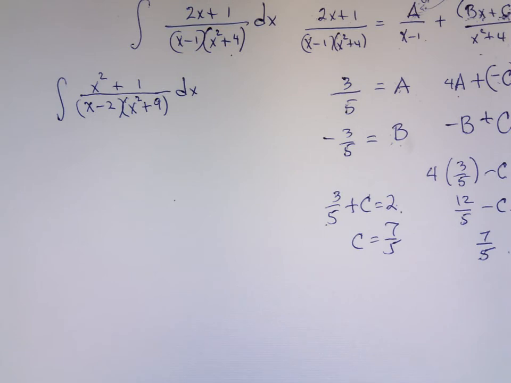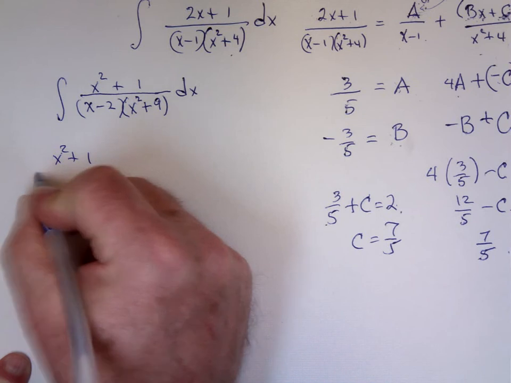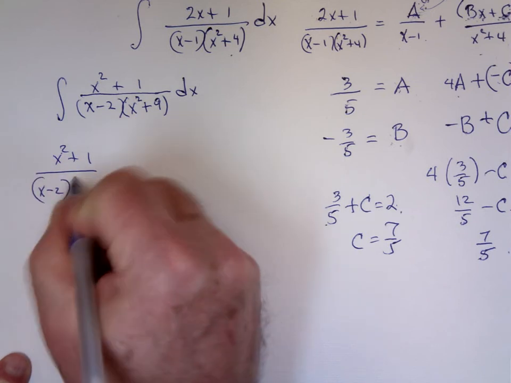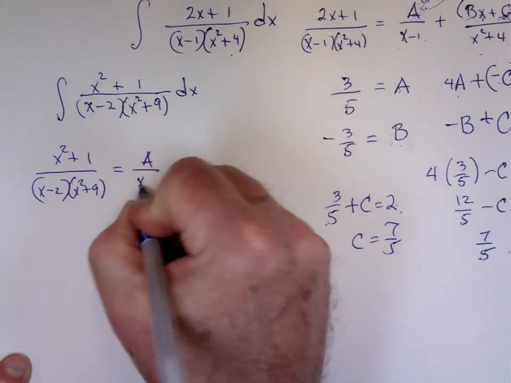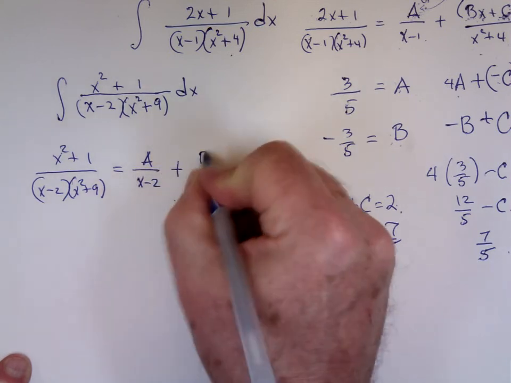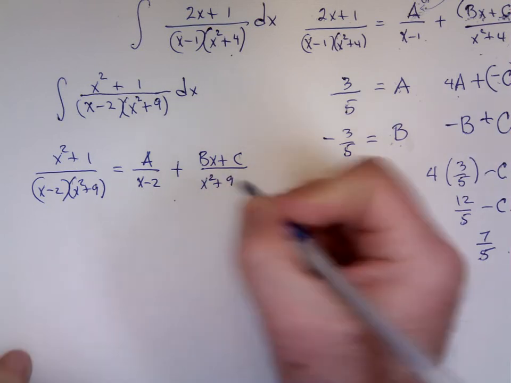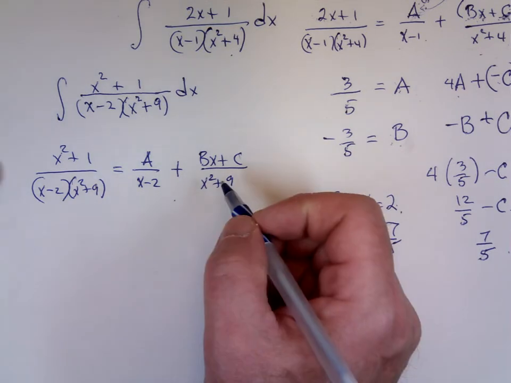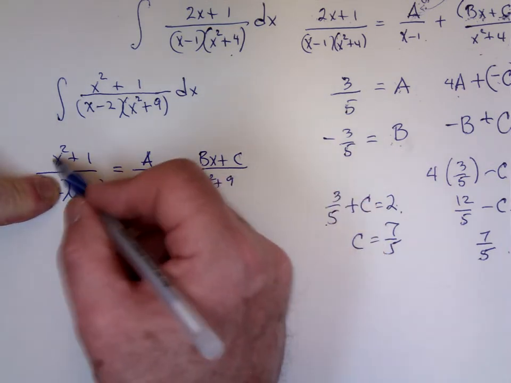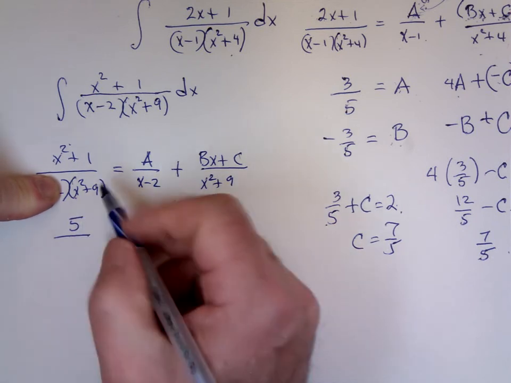We're going to take x squared plus 1 over x minus 1 times x squared plus 9, and we're going to have a constant over the x minus 2, but then we need a linear term, bx plus c, over the x squared plus 9. Okay? Solving for a, not a problem. Multiply by x minus 2, let x equal 2. 2 squared is 4 plus 1 is 5. 2 squared is 4 plus 9 is 13. We get a. B and C are not so easy.